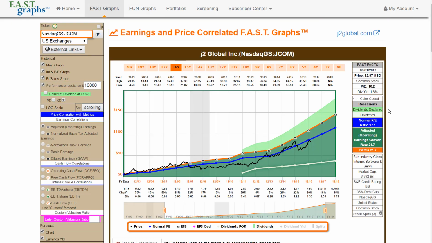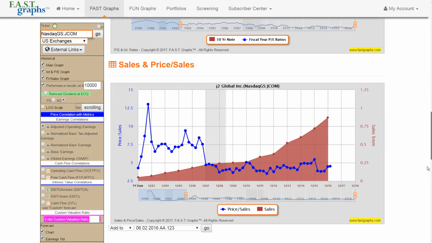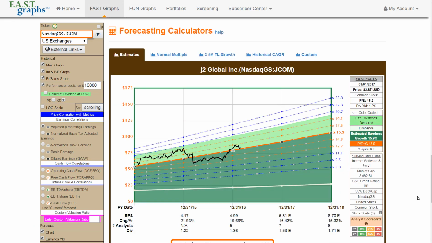Going back to the earnings and price correlated F.A.S.T graphs, I'd now like to take a look at forecasts. The company is not widely followed. There are 5 analysts forecasting a 19.66%, or excuse me, a 16.43% rate of earnings growth, 7 analysts for 2017, and another 6 analysts forecasting 15.3% for the next year.